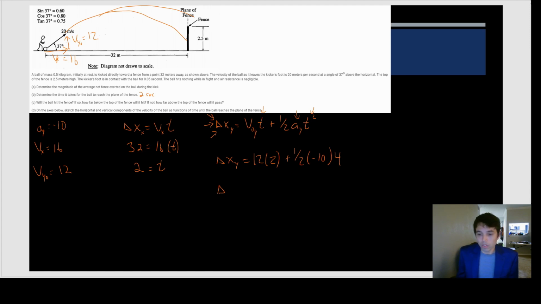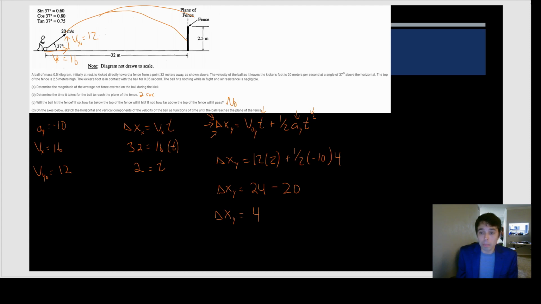All right, so let's solve the math here. 12 times 2 is 24, minus, let's see, 1/2 of 10 is 5, times 4 is 20. So, yeah, 20, right? So delta x y is going to be 4. So it looks like I'm going to clear that sucker. I am going to clear the fence. Hallelujah.